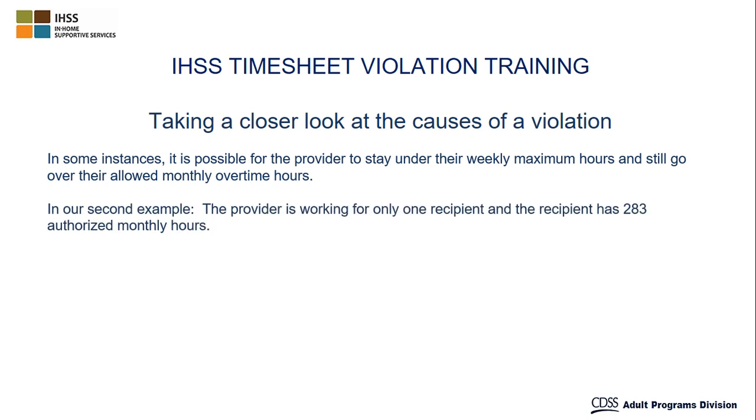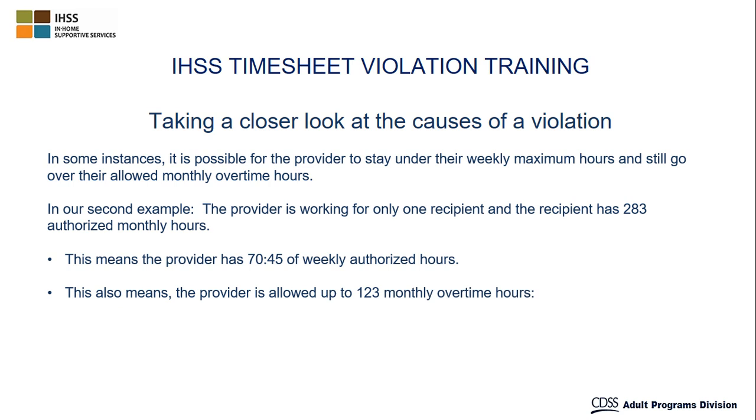In our second example, the provider is working for only one recipient, and the recipient has 283 authorized monthly hours. This means the provider has 70 hours and 45 minutes of weekly authorized hours. This also means the provider is allowed up to 123 monthly overtime hours. 283 minus 160 equals 123. Let's take a look at the Part A timesheet for the month.